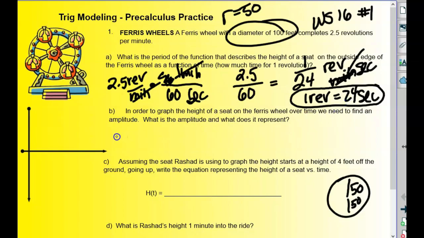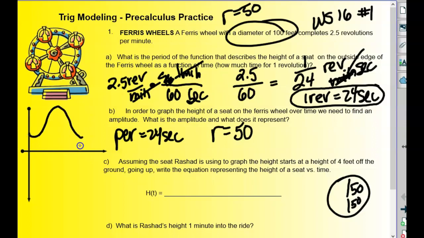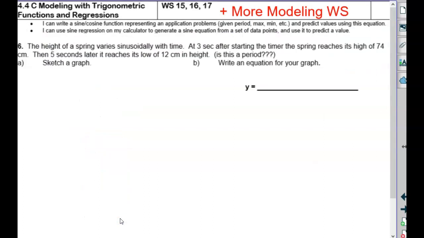But the period is 24 seconds. The amplitude, how far above and below they go on the ride, is the radius of 50 feet or meters or whatever it is. Are you good then? I think it says he starts at the bottom. Does it say he starts? Starts 4 feet off the ground going up. Can you get it from there? Okay, because this one doesn't have a phase shift. I'm going to run back here and quick do the 2 on the here.